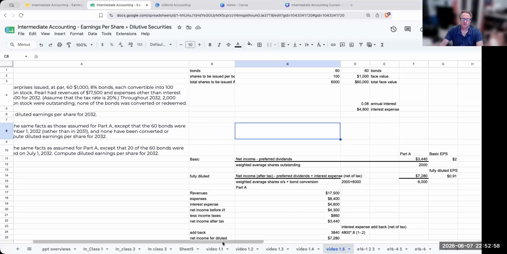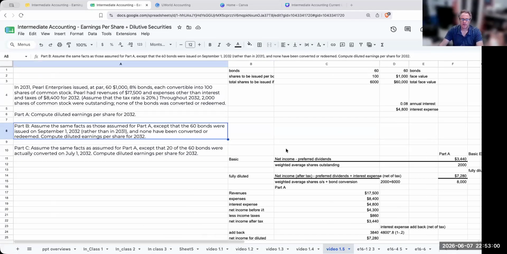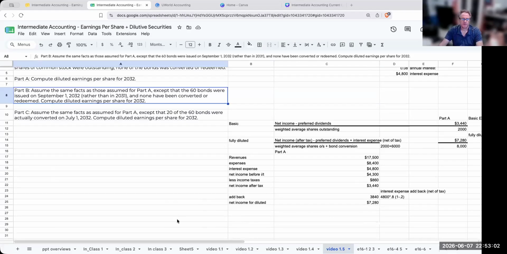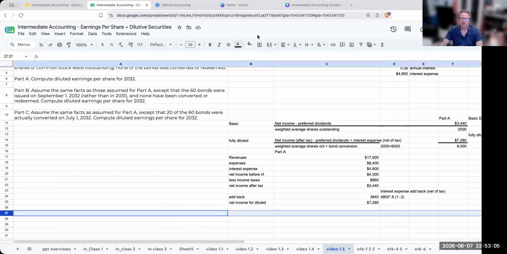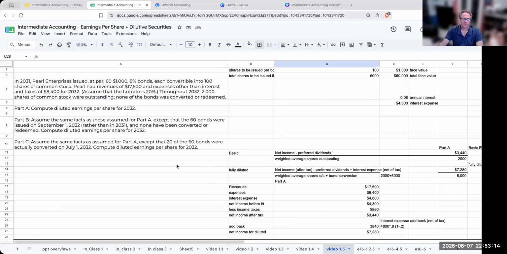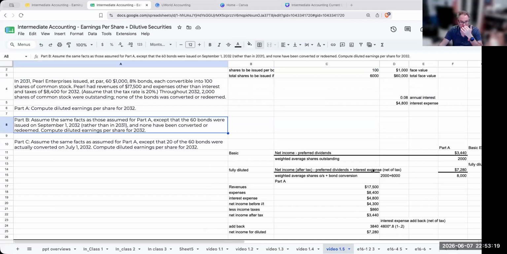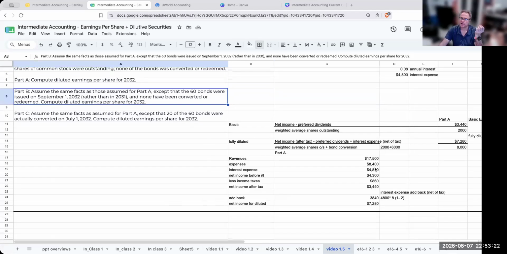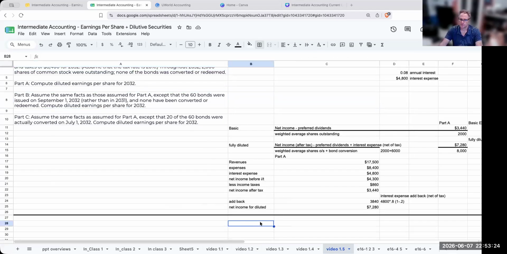Okay. So now let's go ahead and look at part B. Basically, it says assume the same facts as above, except that 60 of the bonds were issued on 9/1/32 rather than in 2031. And so basically compute our diluted earnings per share for 2032. Okay, so we have to go through and do the same exercise. We have to say revenues, expenses, and then we have interest expense.